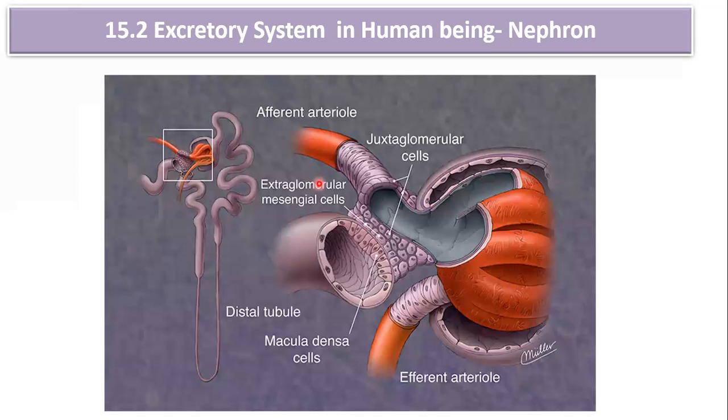Sometimes what happens is that DCT, which stands for distal convoluted tubule, comes close to the glomerulus. This is called the afferent arteriole. Sometimes the smooth muscle cells of the afferent arteriole are modified in such a way that their cytoplasm or sarcoplasm becomes granular, and these cells are now known as juxtaglomerular cells. It is called juxtaglomerular cells.